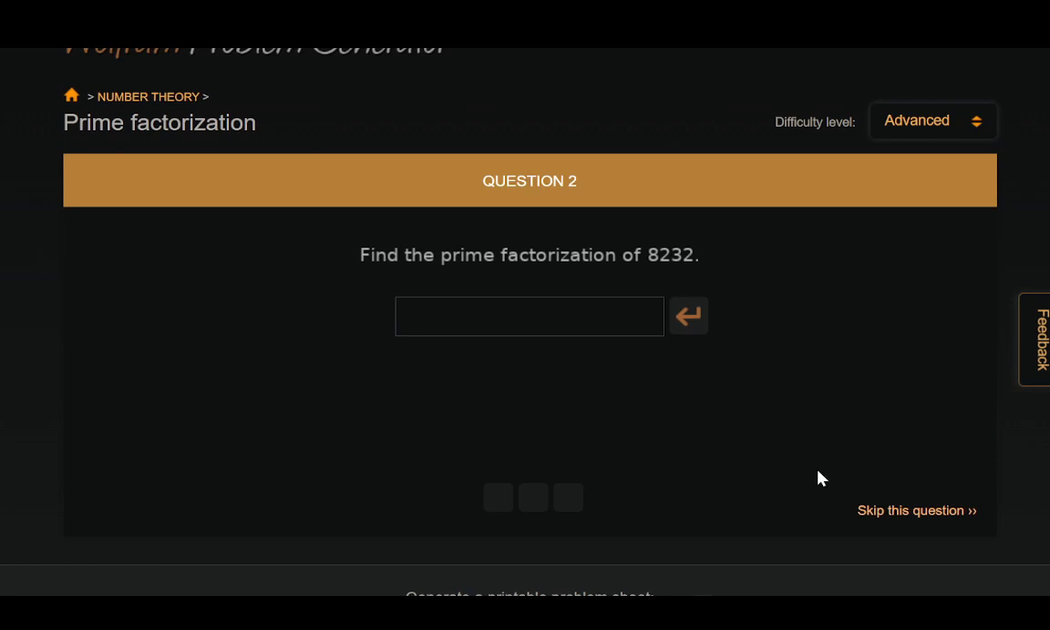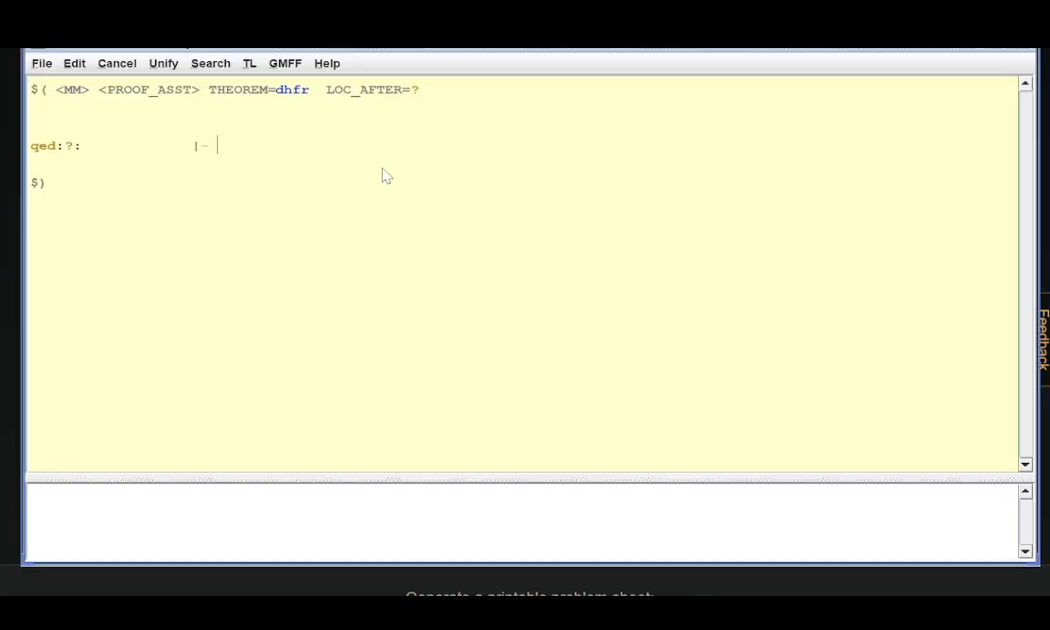Okay, and we're back. And I decided to change the number a little bit because I was getting a little bit sick of all those brackets and it was getting a bit difficult. So we're going to try 8232 instead and see if that's a little bit easier. So I think 8232 is this. 2 cubed times 3 times 7 cubed.